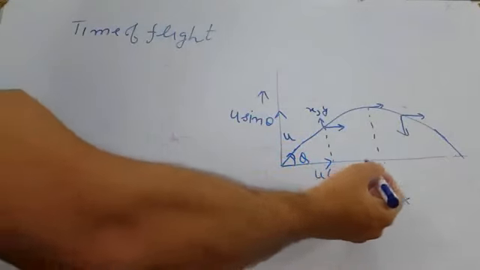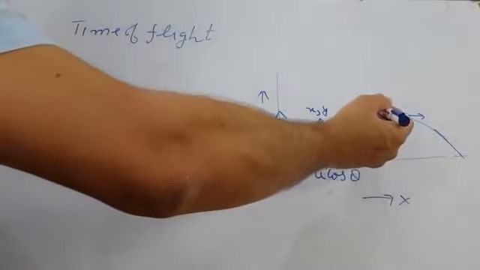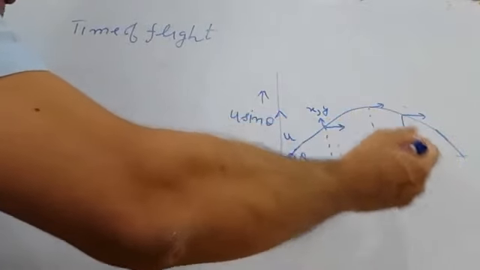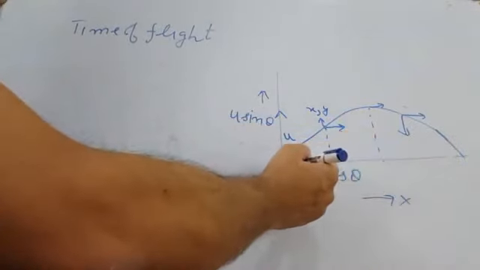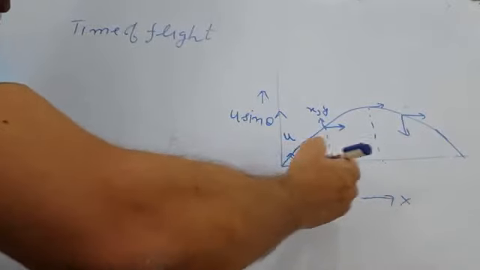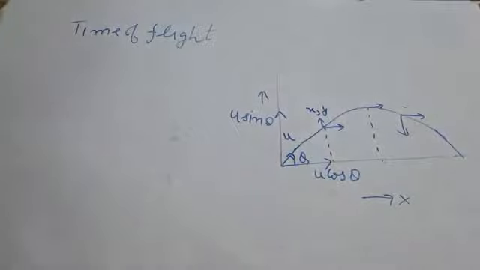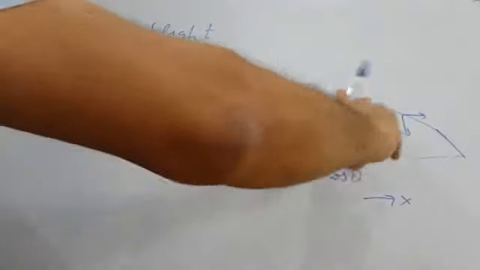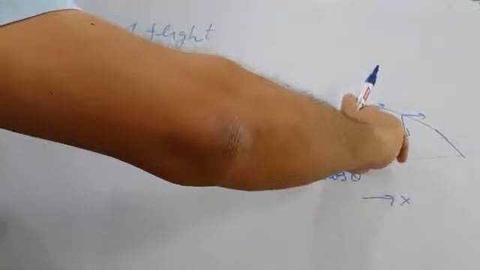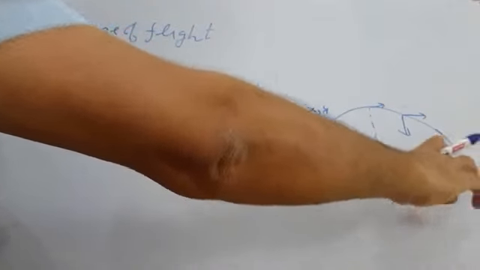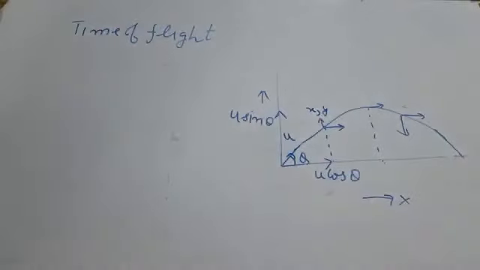So it will take some time in acquiring the maximum height, and after that it will start falling. So we will calculate the time interval in which it will reach from this point to the maximum height. In how much time will it travel that distance? Total time of flight will be twice of that. It will go up to maximum height, then after that it will start falling. So total time will be twice of that time. So we will find out in how much time it will attain maximum height, and time of flight will be twice of that.